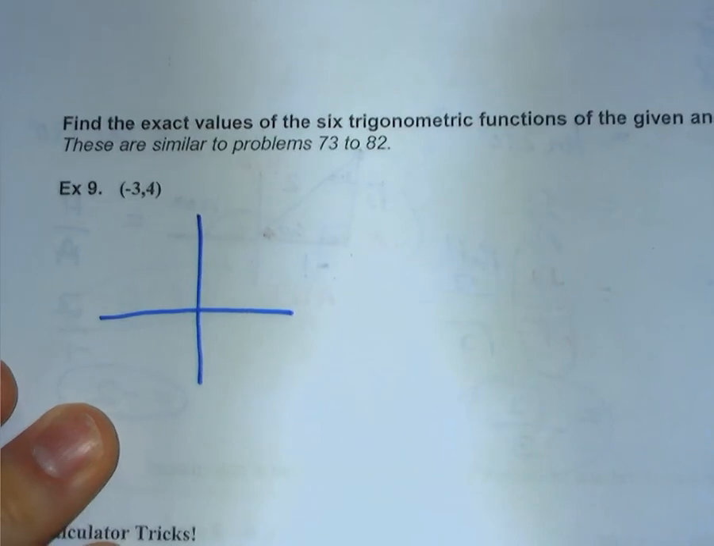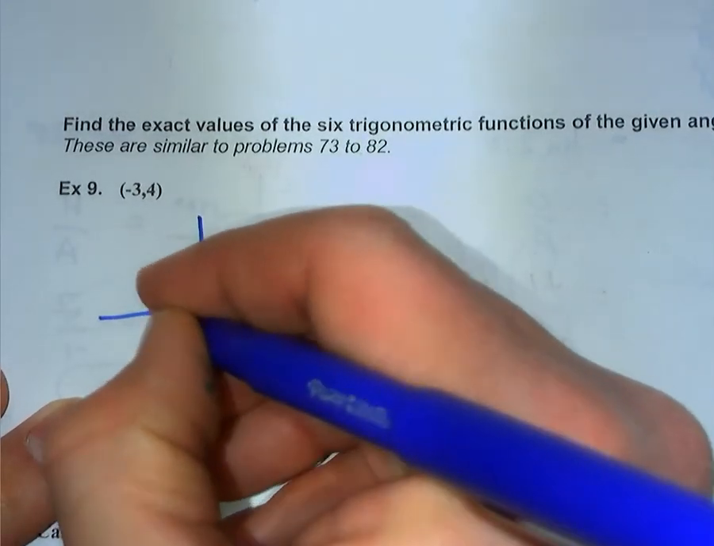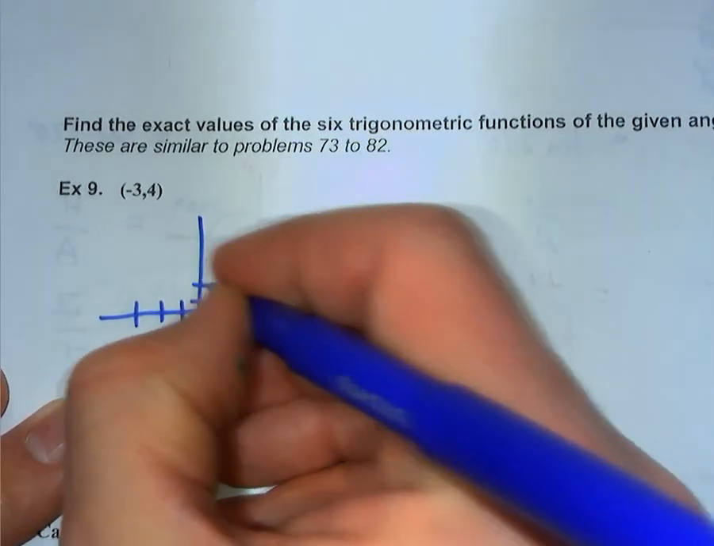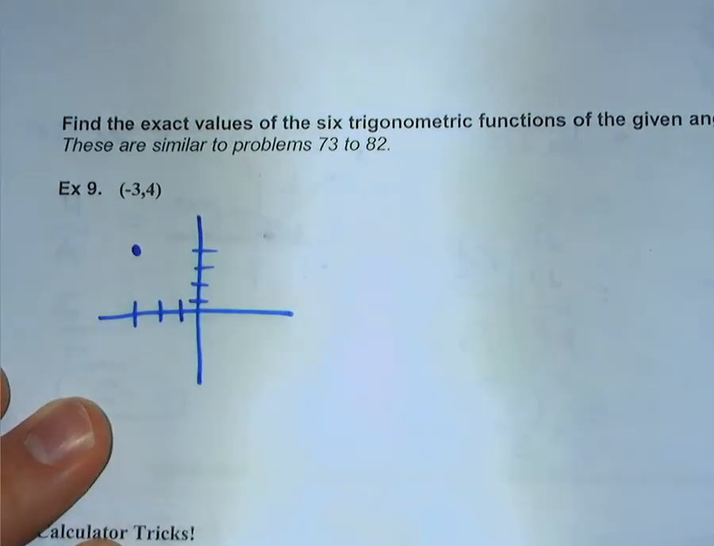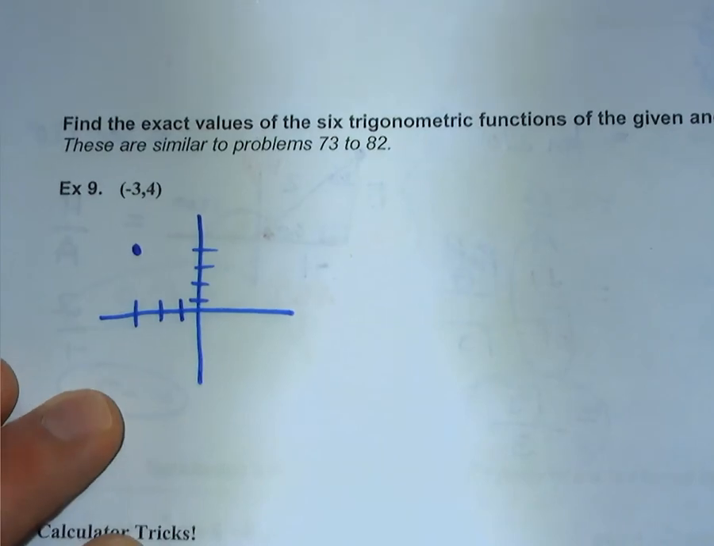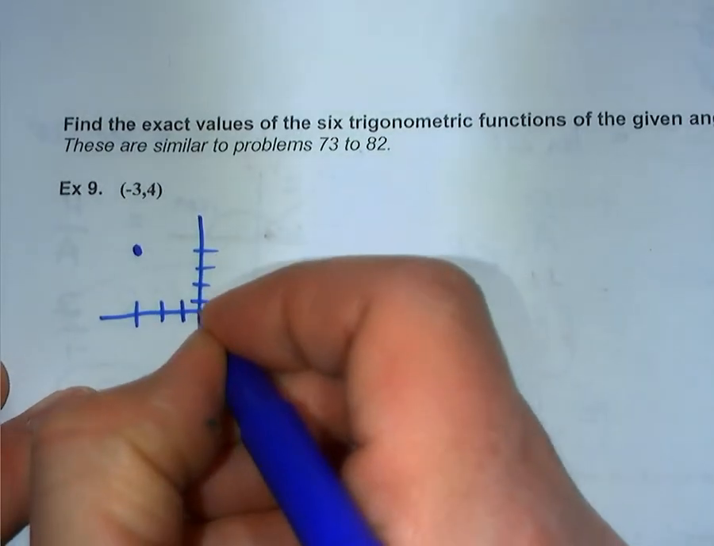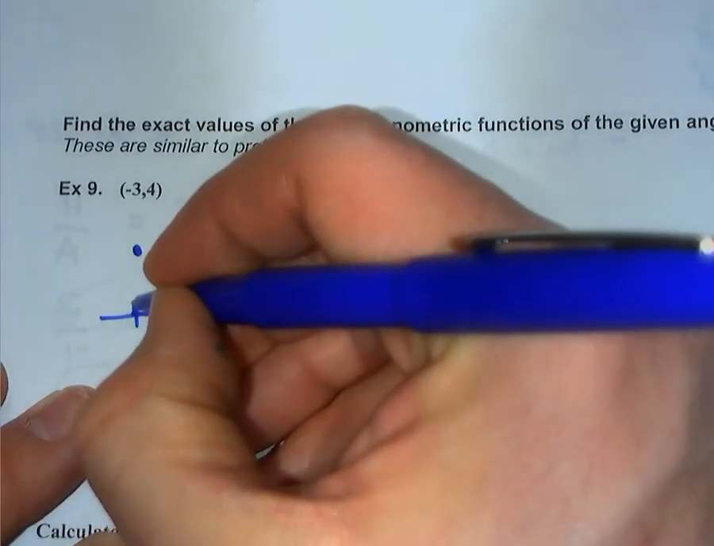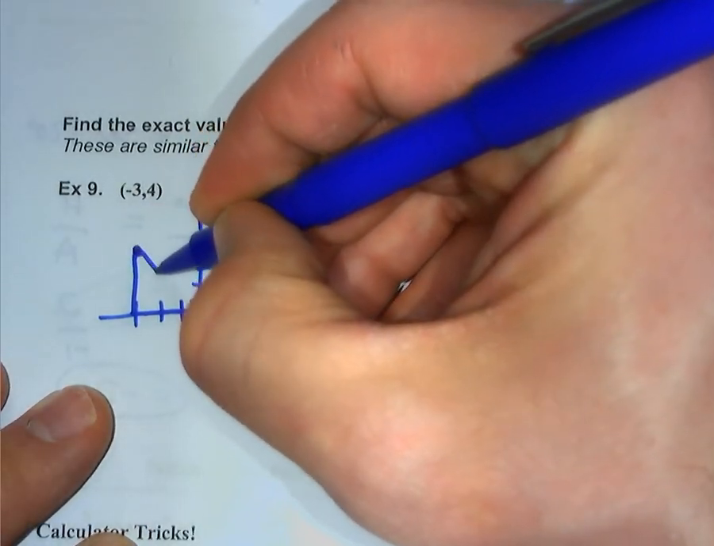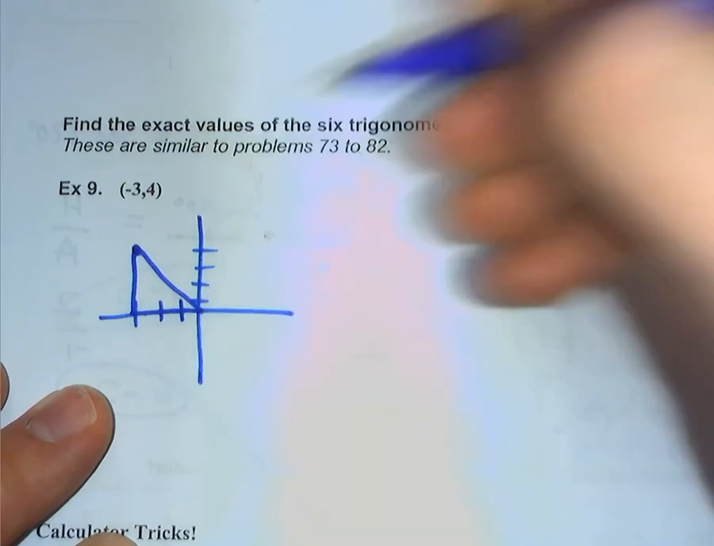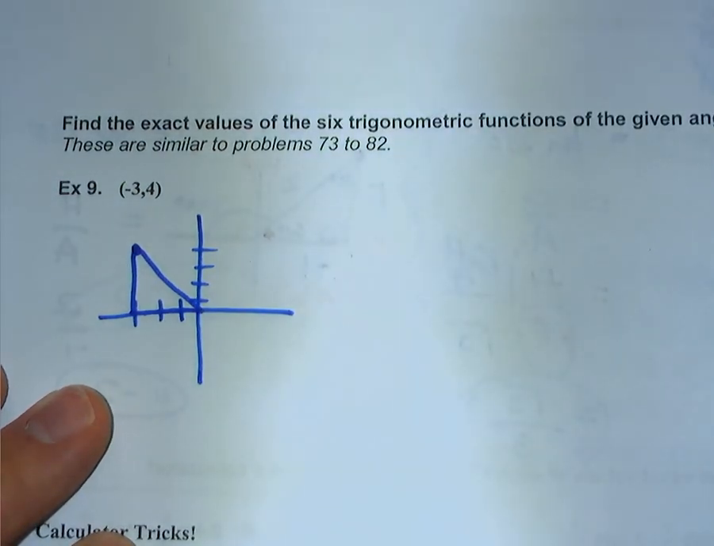The second quadrant. So go ahead and graph it. 1, 2, 3, and then up 1, 2, 3, and 4. It's right there. Okay. What you're doing is creating a right triangle with the x-axis, and then make a terminal side right there with the origin.